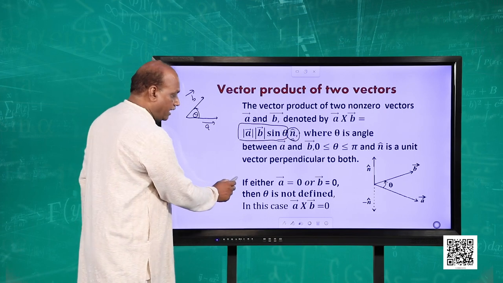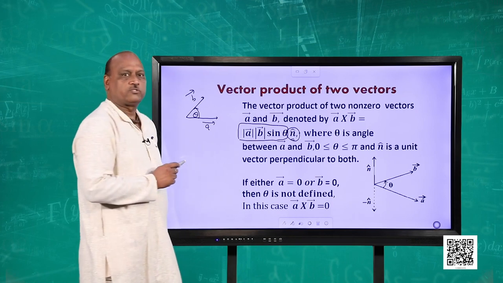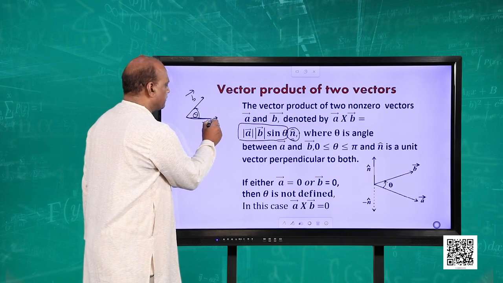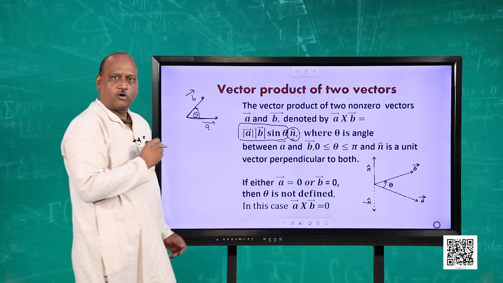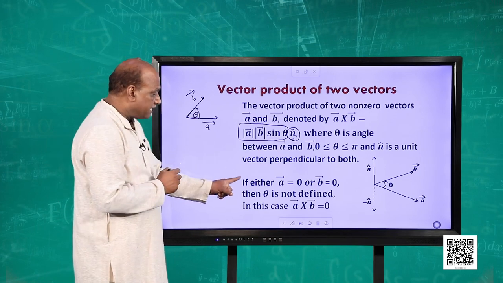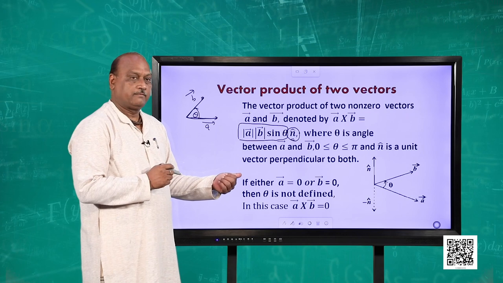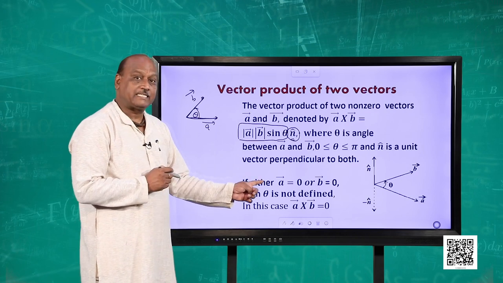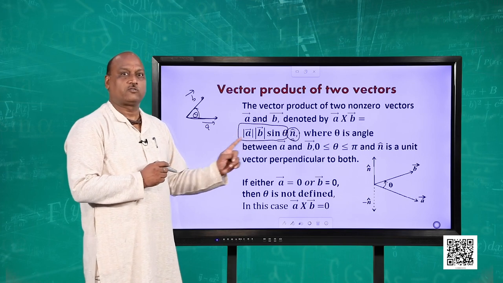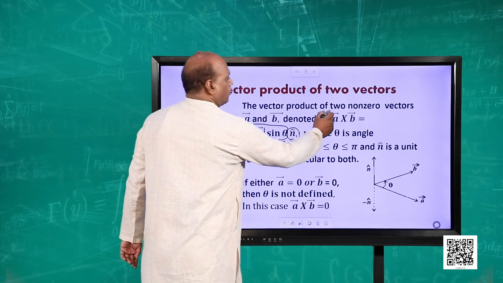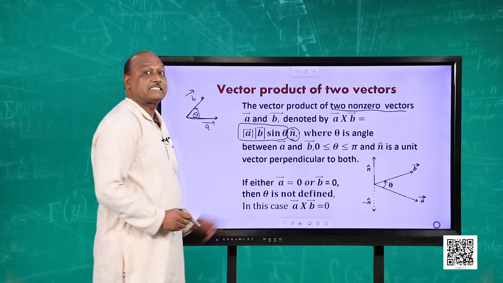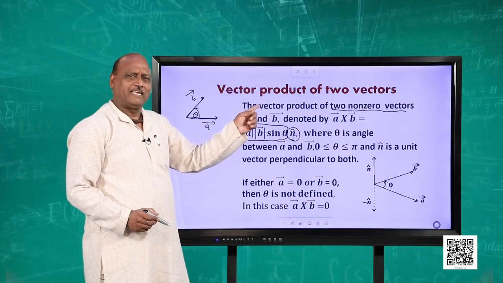Now if either A equals 0 or B equals 0, means A or B equals 0, then theta is not defined. So in this case, cross product of A and B equals 0. So we need two non-zero vectors. It's compulsory. Let's see more observations.